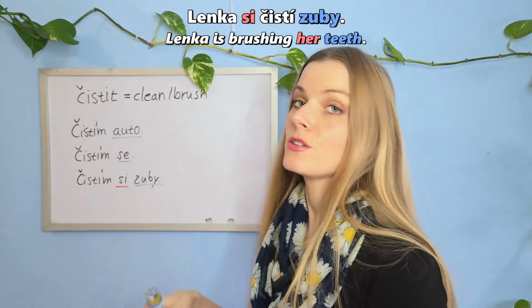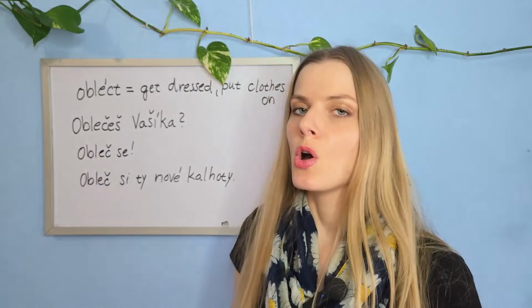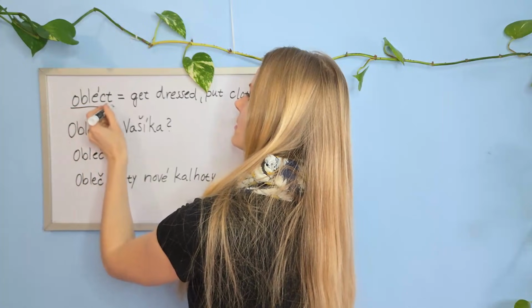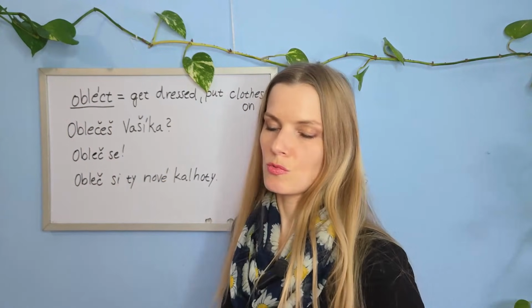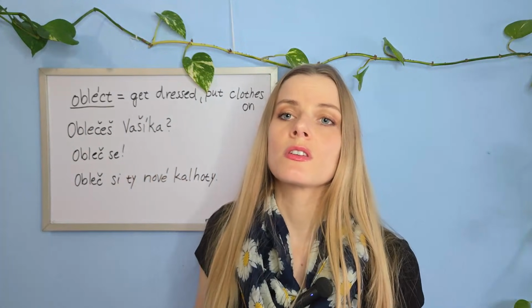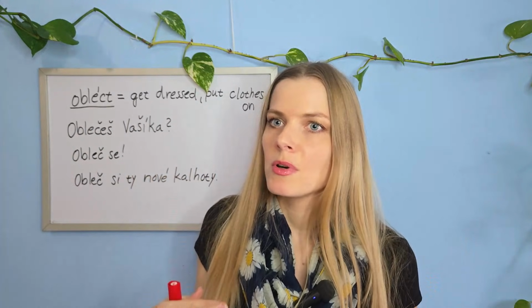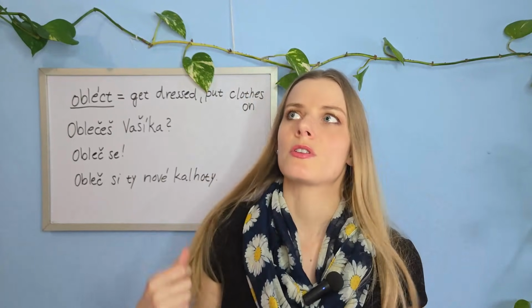Lenka si čistí zuby. Now we are getting to an interesting verb, obléct. Obléct means to get dressed or put on clothes, depends what we have in the sentence. It works exactly the same. We usually use it for dressing ourselves, but also for dressing a child, for example, or dressing your dog.